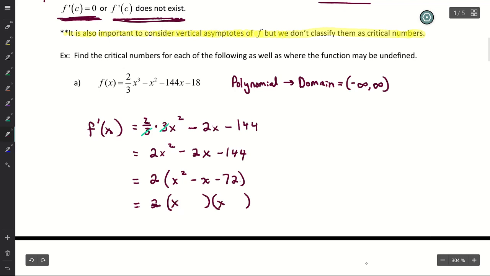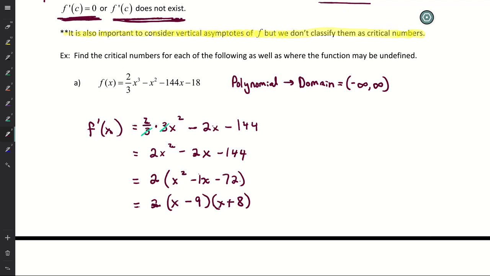And then we need factors of negative 72 that would either add or subtract to the negative 1 that we have there in the middle. So that sounds like a 9 and an 8. So here's 9 and here's 8. We want the 9 to be negative and the 8 to be positive so that we get the negative 72 at the end, but the negative 1 in the middle when we add them together.